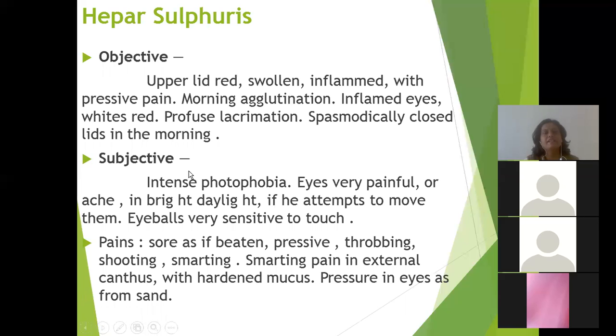Subjectively, the patient feels intense photophobia, eyes are very painful and ache in bright daylight. If he attempts to move them, the eyeballs are very sensitive to touch, pains are sore as if bitten. There is a pressive, throbbing, shooting, smarting pain in the external canthus with hardened mucus. There is a pressure in the eyes as from sand.